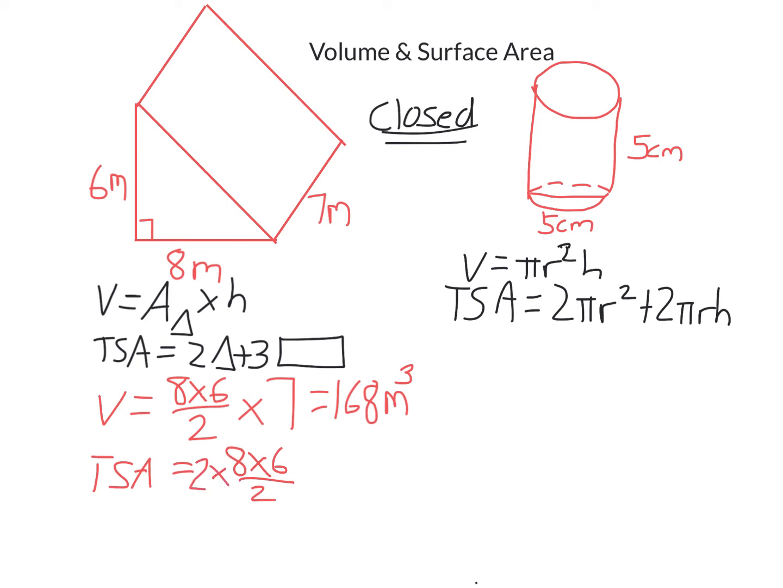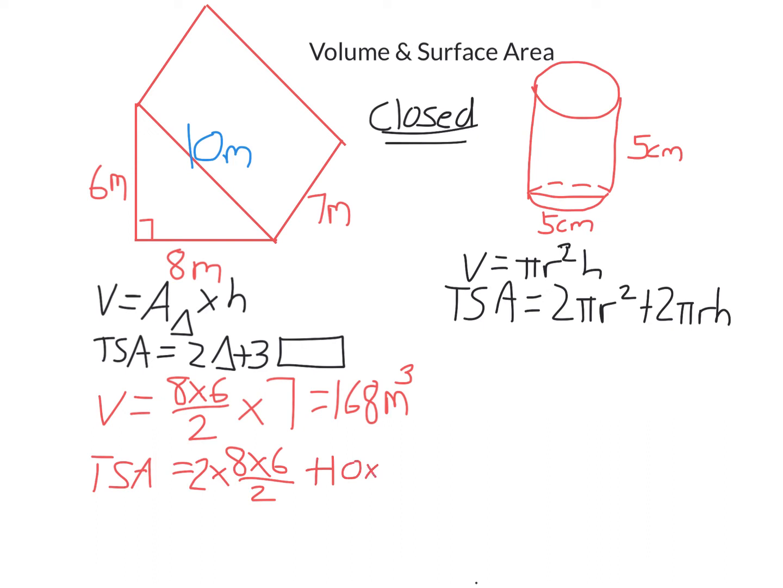So now let's calculate the area of each rectangle. There's a rectangle up here that has a width of 7. We need to know this dimension though in order to find the area. To do that we can use Pythagoras. It's just going to be the square root of 6 squared plus 8 squared. It's going to be 10 meters using Pythagoras. So this rectangle here will have an area of 10 times 7.